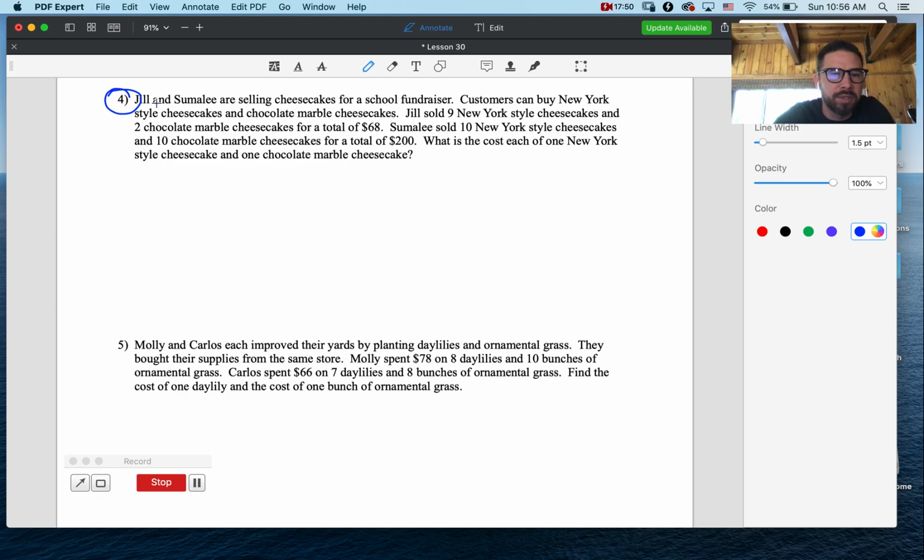All right, so it says Jill and Suma Lee are selling cheesecakes for a school fundraiser. Customers can buy New York style cheesecakes and chocolate marble cheesecakes. Jill sold 9 New York style cheesecakes and 2 chocolate marble cheesecakes for a total of $68. Suma Lee sold 10 New York style cheesecakes and 10 chocolate marble cheesecakes for $200. What is the cost of 1 New York style and what is the cost of 1 marble?